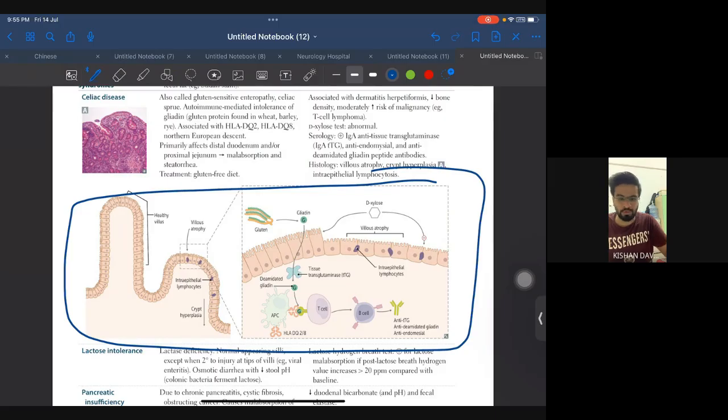Celiac disease is an autoimmune disease, so they have given all the related immune factors.